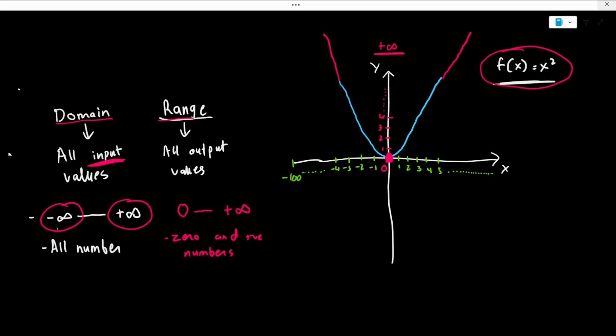But when you get an output, when you get that range, you will only get output values that are 0 or positive numbers. You will never get a negative output. And that's just because of how the x squared graph works.